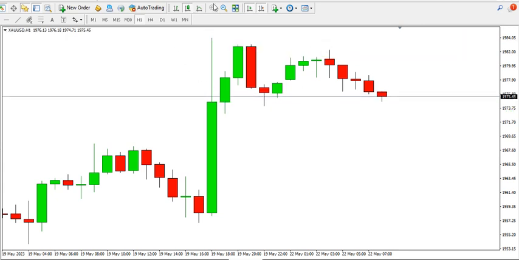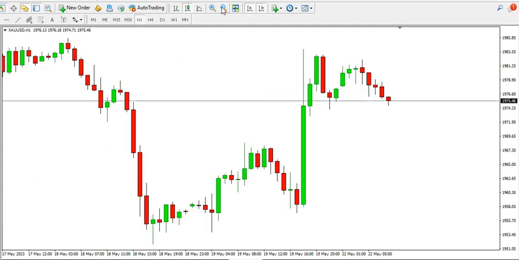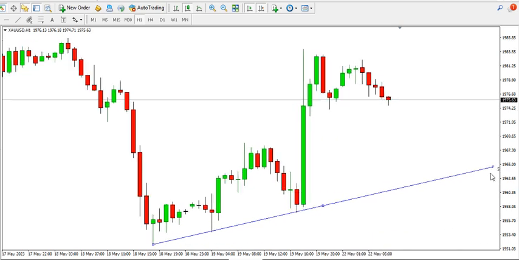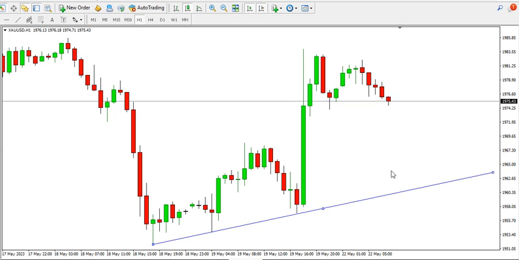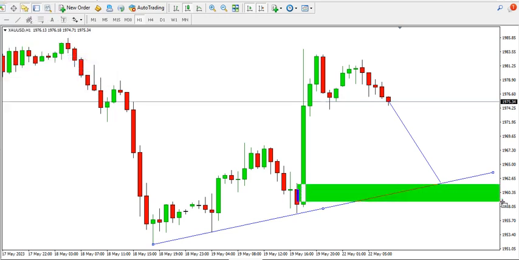But for now, the price of gold is ranging on the 1-hour time frame. We have this ascending trend line on the 1-hour time frame, and price might test that trend line. Now I see price coming to this particular order block around here, which might serve as our support. It's a possibility. Price might get that low.